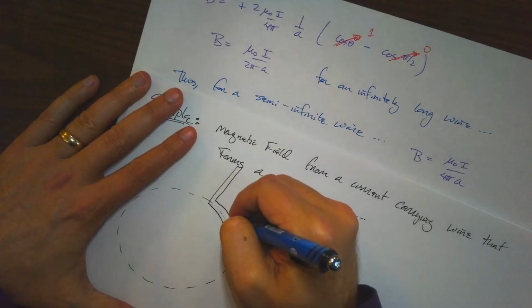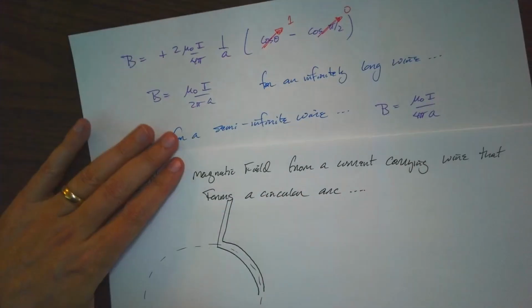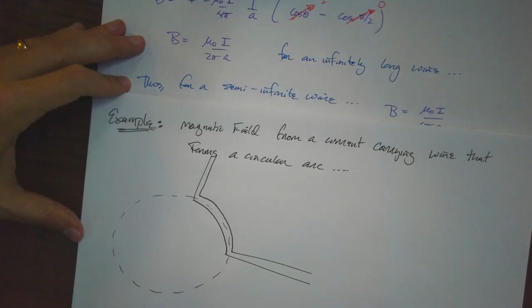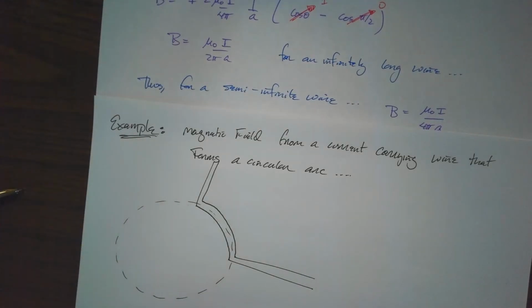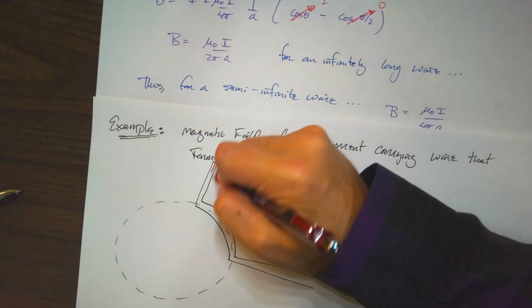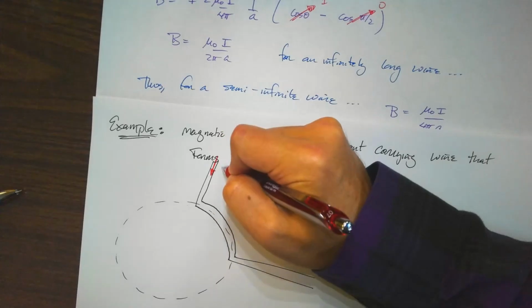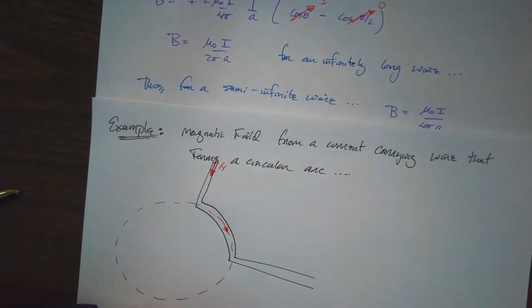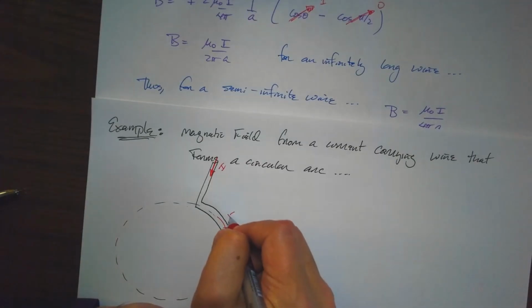amount of angle, and it's going to head back out. Okay. And so then what I'll do is I'll have the current come in this way, over that way, and then back out that way. Okay?